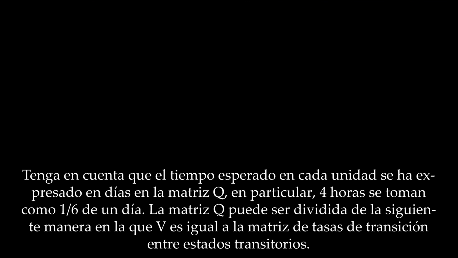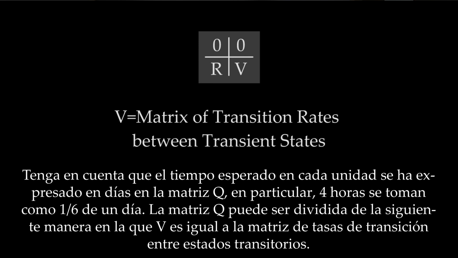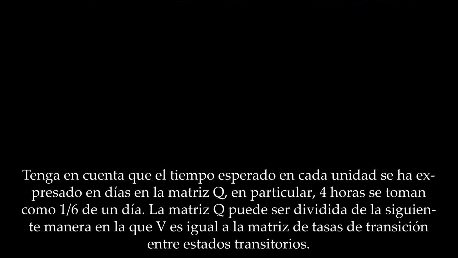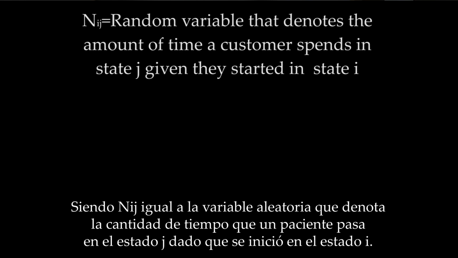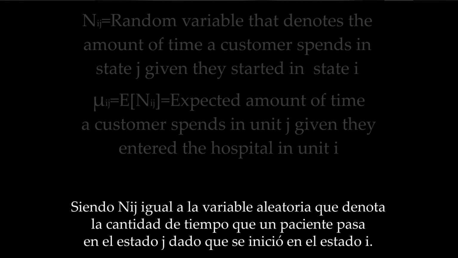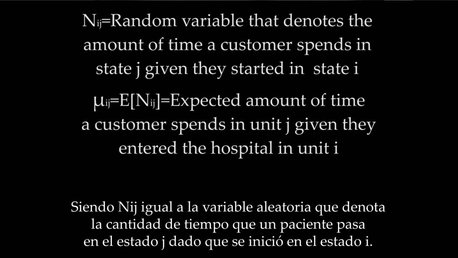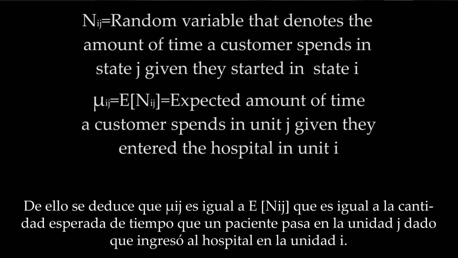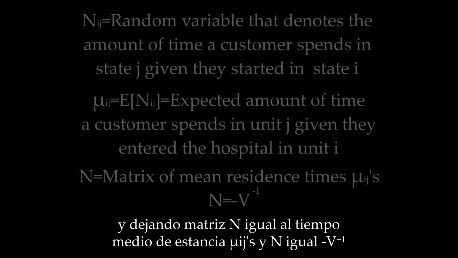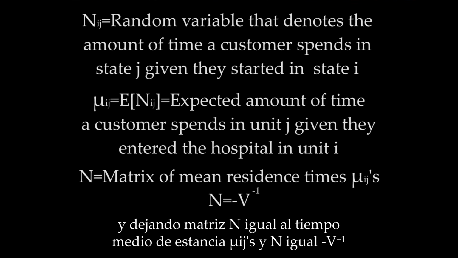The Q matrix may be partitioned as follows, where V is equal to the matrix of transition rates between transient states. Letting Nij represent the random variable that denotes the amount of time a customer spends in state j given they started in state i, it follows that μij is equal to the expected amount of time a customer spends in unit j given they entered the hospital in unit i, and letting N equal the matrix of mean residence times μij's.